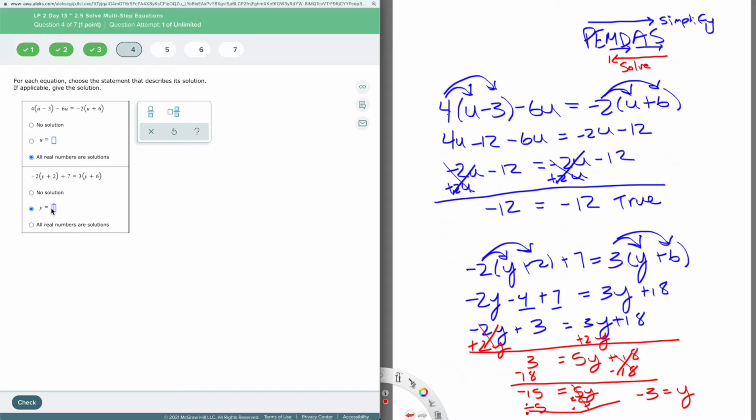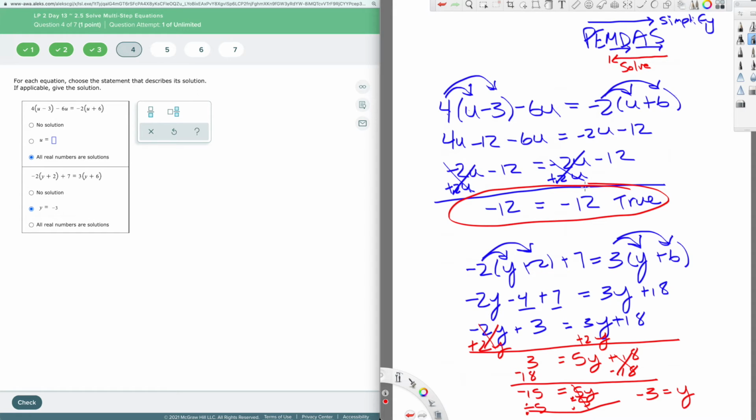It's negative 3. So again, when we're looking for no solution or all real solutions, we're going to end up with something weird that looks like this. A number equaling a number. If it's true, that's all real solutions. If it's not true, it's a number equaling a completely different number. That's not true. We click no solutions there.